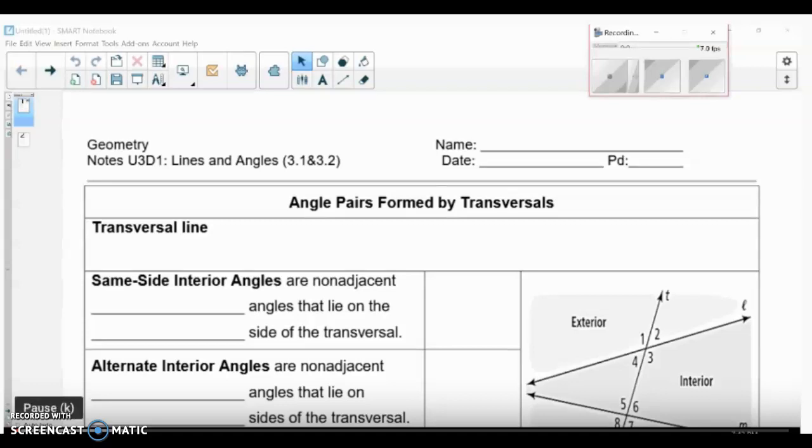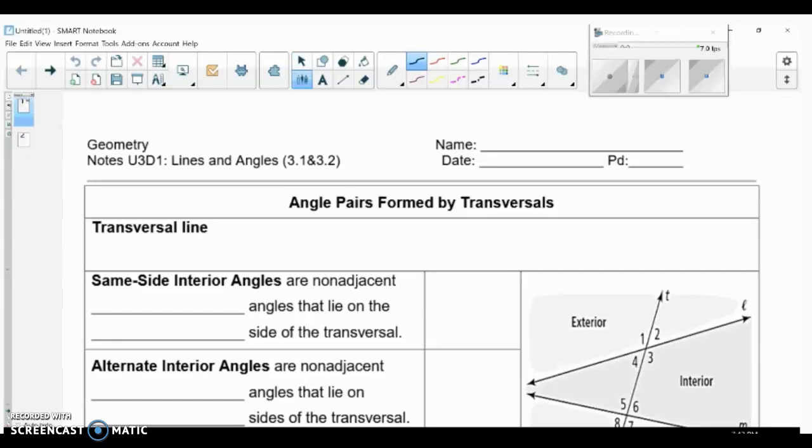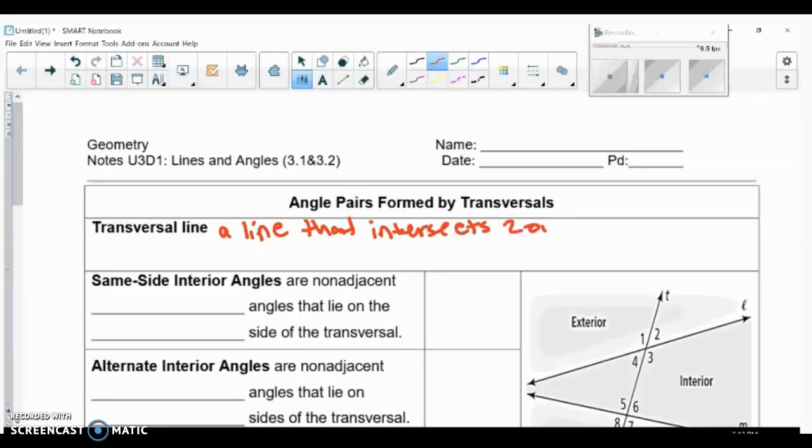Mr. Rowan here. We are starting Unit 3, which will be dealing with parallel lines and angles, although we're not quite at parallel lines yet. First, we will start with a little vocabulary. A transversal line is basically a line that intersects two other lines. Two or more other lines, that is.